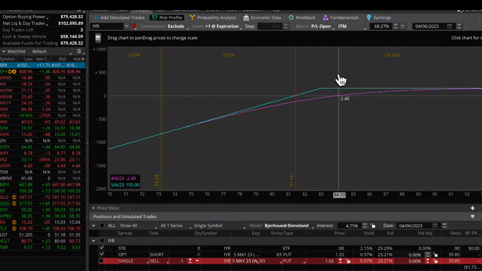I've got 29 days to expiration. Just see what happens. I sold the 83. So if it expires above 83, everything is done. I keep my premium. I'm back in cash and I'll find a new target. If it's below 83, I will get assigned at 83. So let's say it goes down to 78. I don't get it at 78. I get it at 83 and I do get my premium. So my break even is at 81.46.